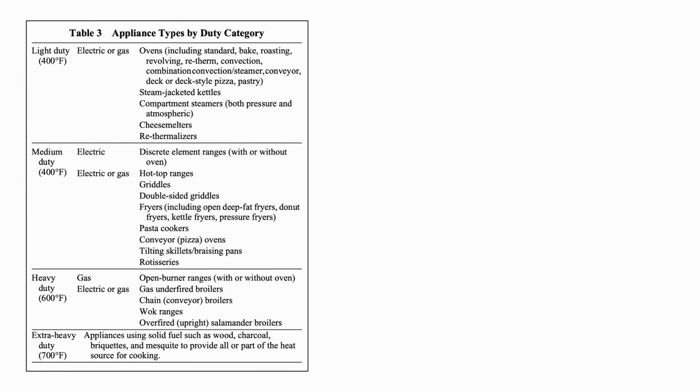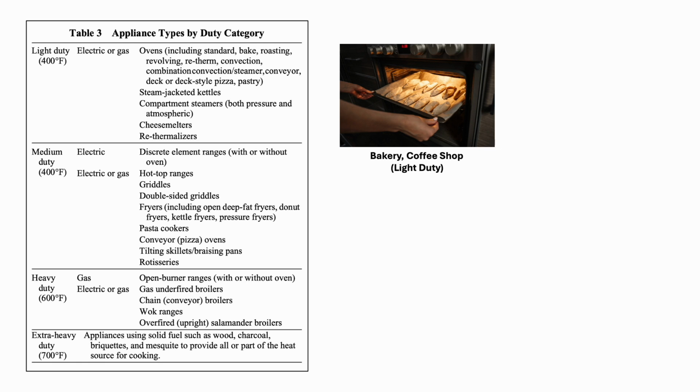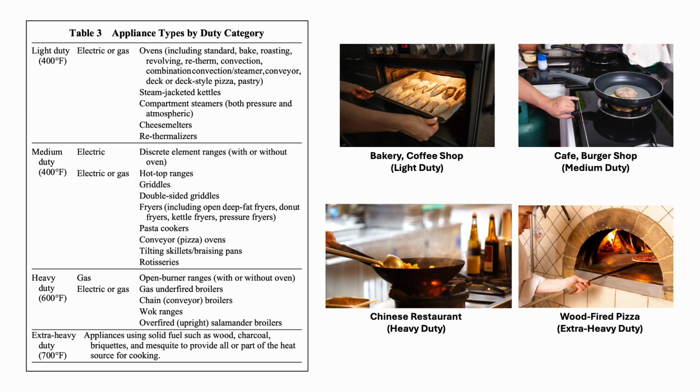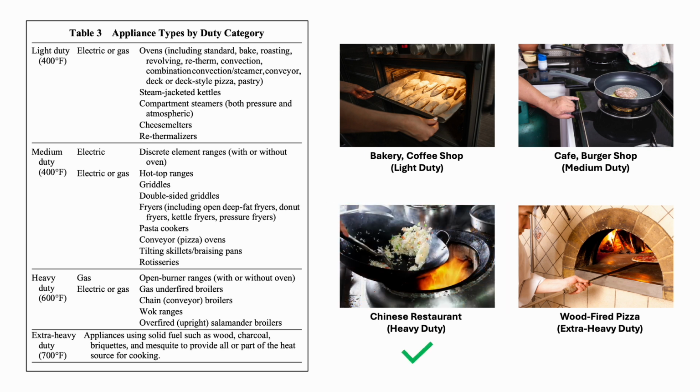Next, we need to categorize our cooking equipment. If you are designing for a bakery or coffee house that only does simple cooking, then your cooking equipment is light duty. Whereas for restaurants like wood fire pizza or charcoal steak house, the cooking equipment falls under the extra heavy duty category. Assume we are designing for a Chinese restaurant, our kitchen falls under the heavy duty category.